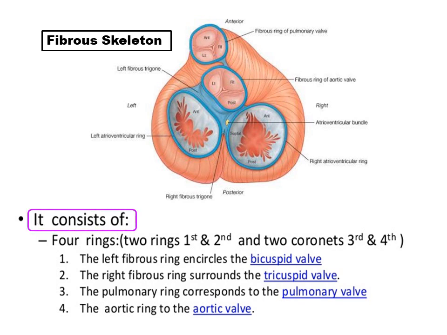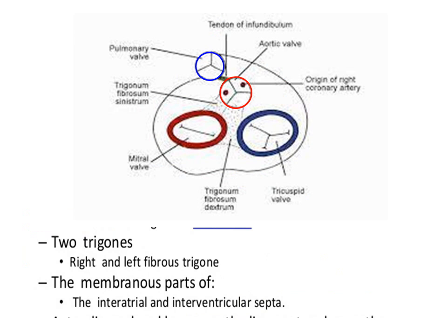The left fibrous ring consists of the bicuspid wall or the mitral wall. The right fibrous ring is the tricuspid wall. The pulmonary ring corresponds to the pulmonary valve. The aortic ring corresponds to the aortic valve. And two trigones, that is the right and the left fibrous trigone and the membranous part of the interatrial septum.